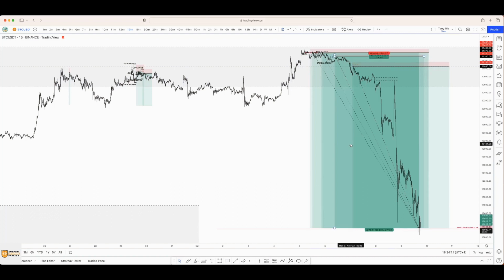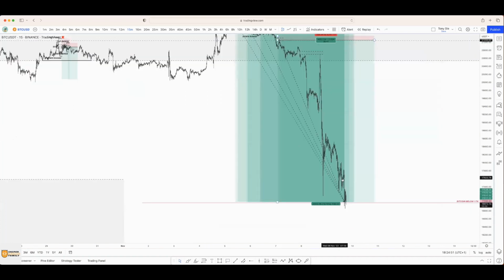So as you can see, as long as your first condition is met, your 1 to 3, you can look to extend. Maybe it's going to get there. Maybe it's going to get to 17K. And as we can see, Bitcoin got to 17K.